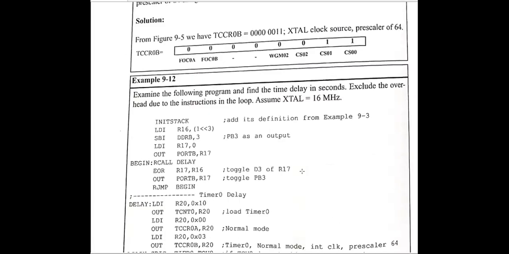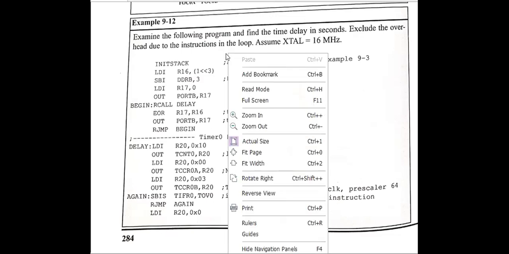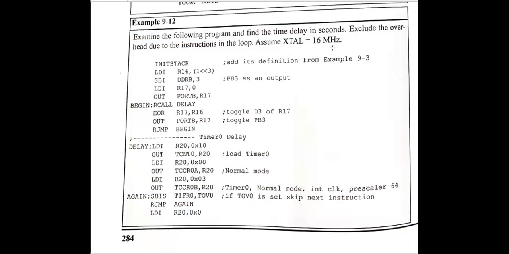Now we have the next examples. So 9.12 means you have to examine the following program and find the time delay in seconds. Exclude the overhead due to the instruction in the loop. Assume XTAL is 16 megahertz.